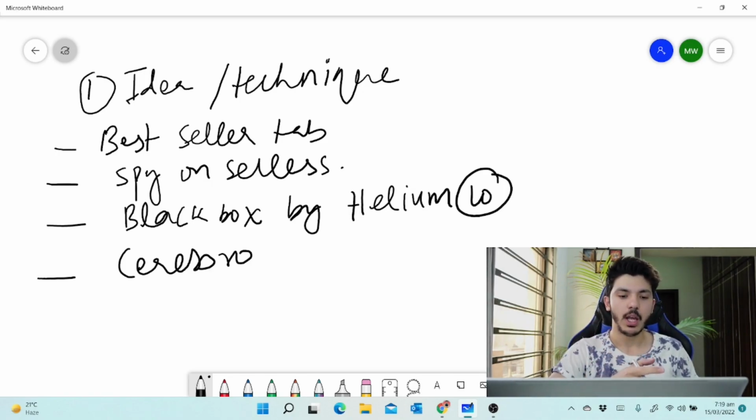And I will show you how to use black box and Cerebro in the coming videos, so you can have a better idea of how to use these tools properly. I will have a complete tutorial on how to use Helium 10, and moreover I will also give you a demonstration of how to find the stats and everything of the product that you are going to sell. So these are basically the ideas to find a product, and some methods which are popular in the e-commerce world or the Amazon world that many people use in order to find the right idea.